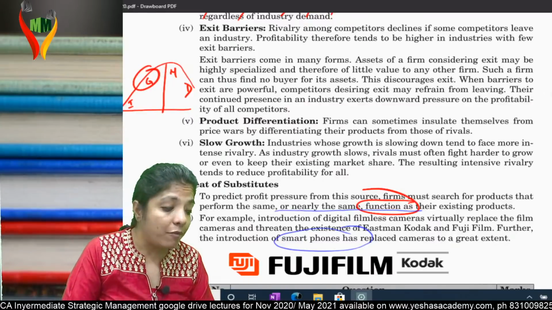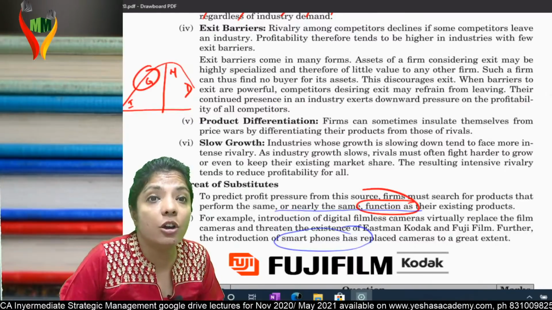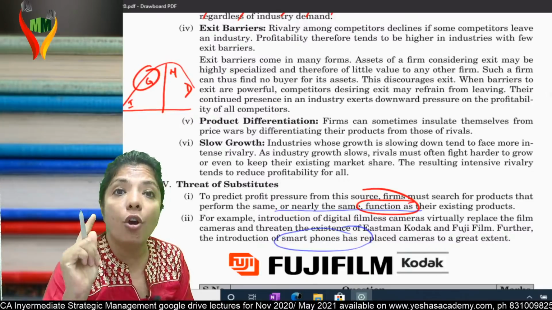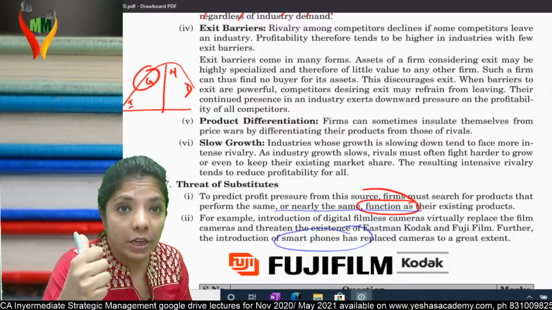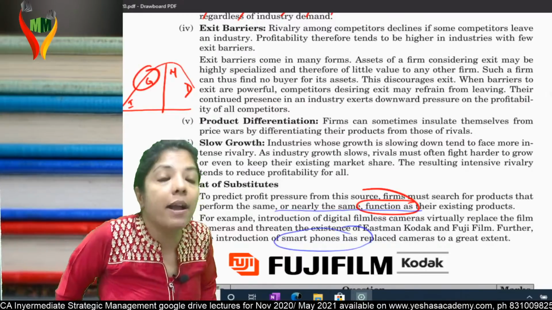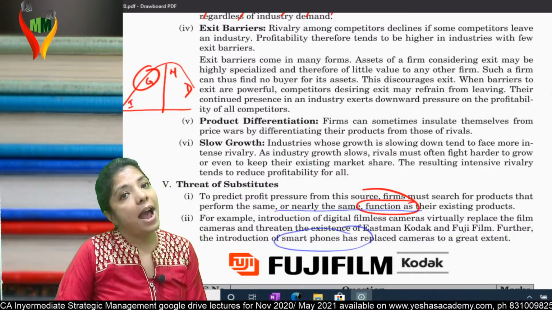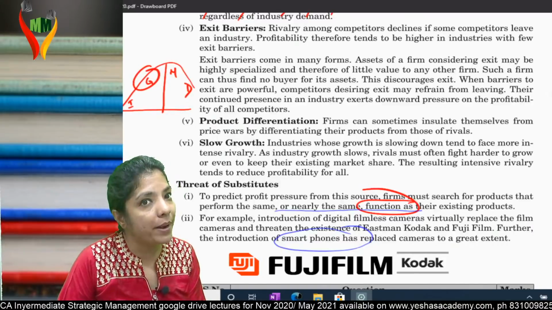So these five are what? These five are the nature of competition. How many are there? Five. First, threat from new entrant. Second, bargaining power of customer. Third, bargaining power of supplier. Fourth, rivalry among current players. And fifth is threat from substitute. Am I very clear?